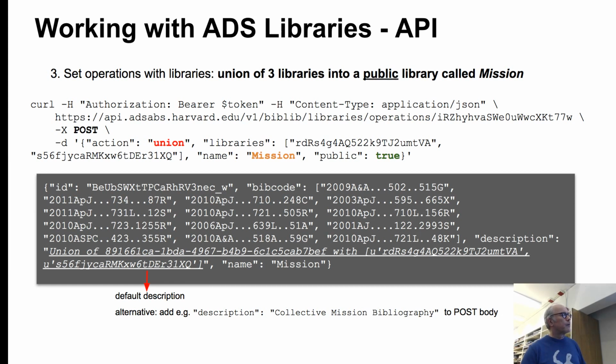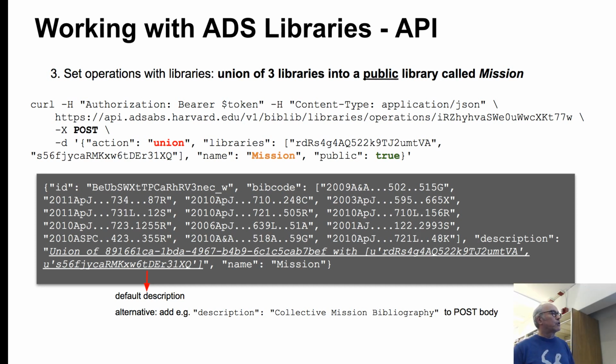So you specify the library ID of one of the libraries in the URL, and the 2 others you specify in the library's parameter in the post body. This is a post request. And then in the post request, in the action parameter, you specify what type of action you want to do with these libraries.